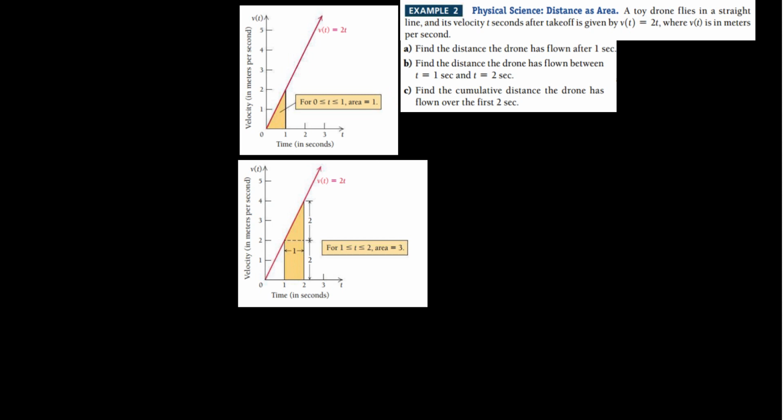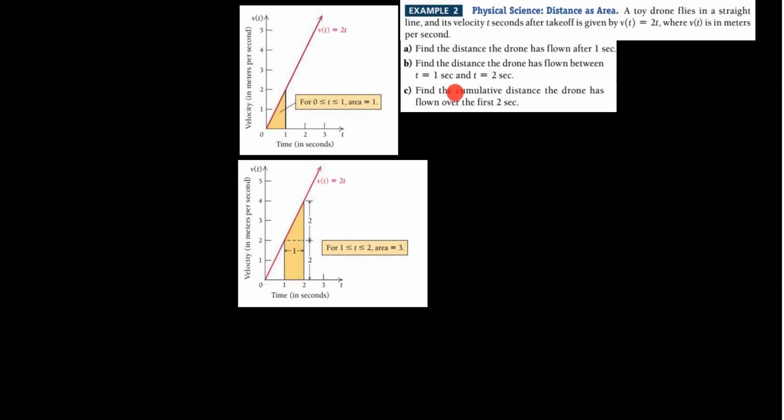But anyways, let's read this problem, and then we'll look at the graphs. A toy drone flies in a straight line, and its velocity t seconds after takeoff is given by v of t equals 2t, where v of t is in meters per second. Our graph here is going to be the function 2t. We see our line here, and that's a function showing the takeoff of our toy drone. Again, the horizontal axis is the time in seconds, and the vertical axis is the velocity.